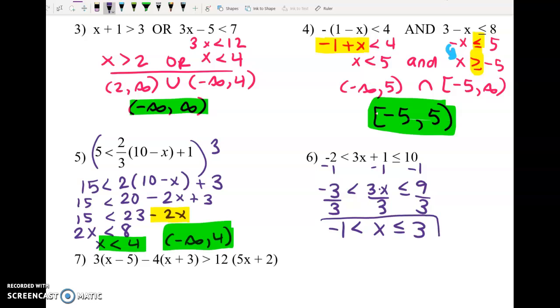This right here is a compound inequality. It's talking about the numbers that are between -1, not including -1, and 3. So this helps you get your interval right away.